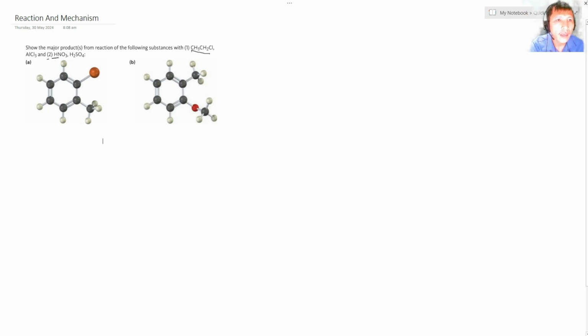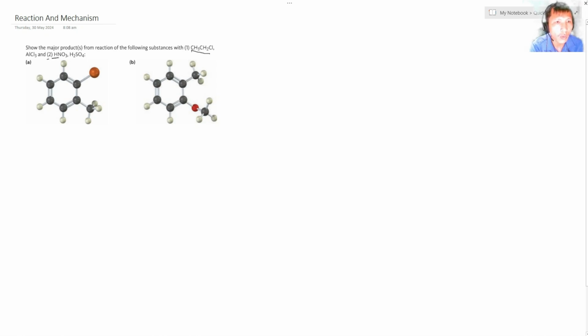So letter B. We have a benzene. Show the probable major products from the reaction of this one, a benzene with a methyl. That would be a toluene, the parent. And this actually is a methyl and oxygen, an attachment to this, meaning a substituent. That would be a methoxy, so methoxytoluene.